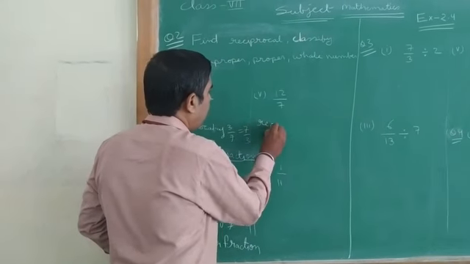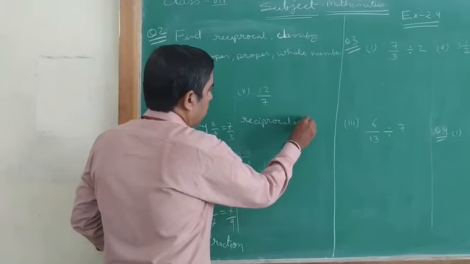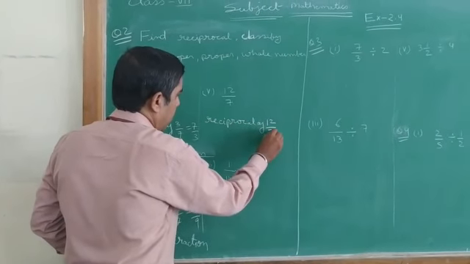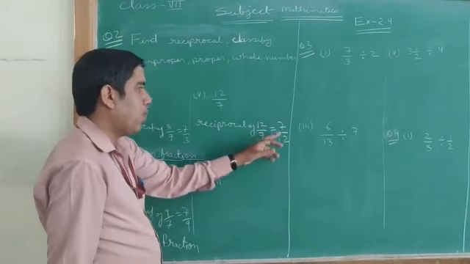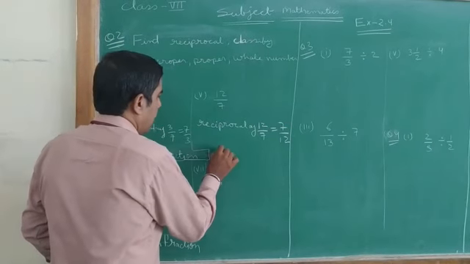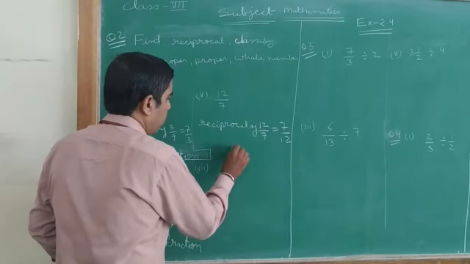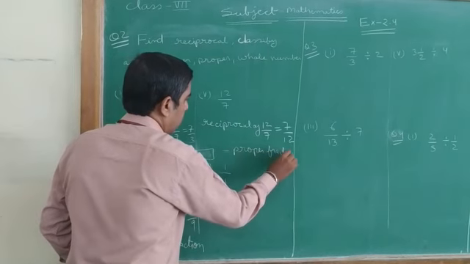Now next, fifth part, 12 by 7. The reciprocal of 12 by 7 is equal to 7 by 12. Now you can see 7 by 12 also is a proper fraction. So the answer will come here as proper fraction.